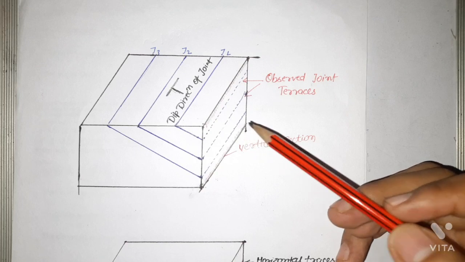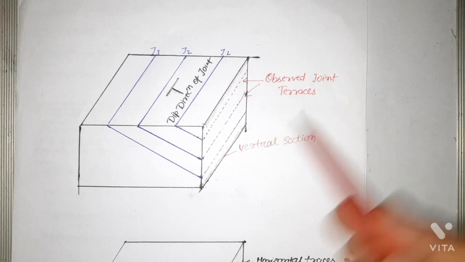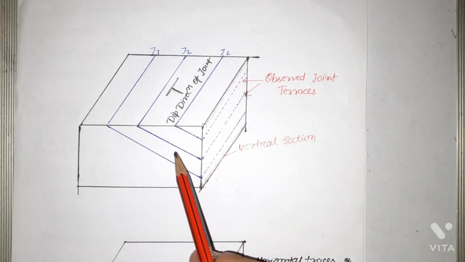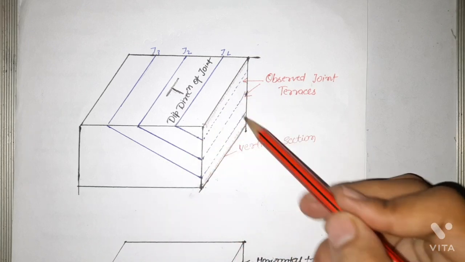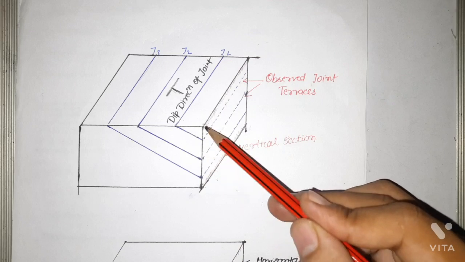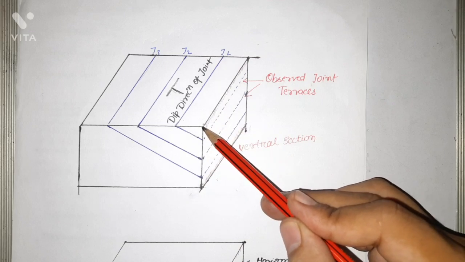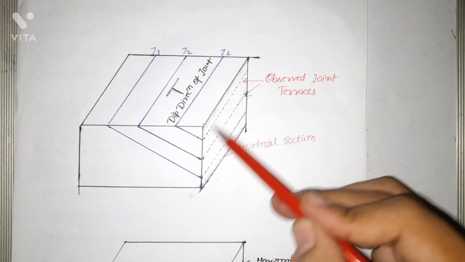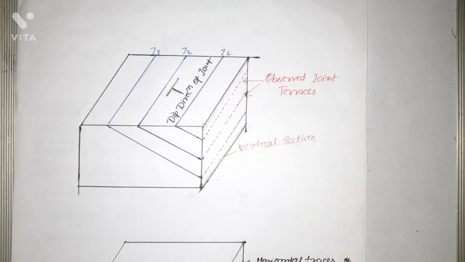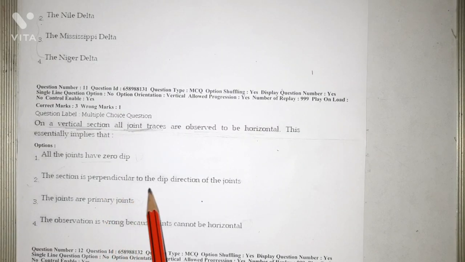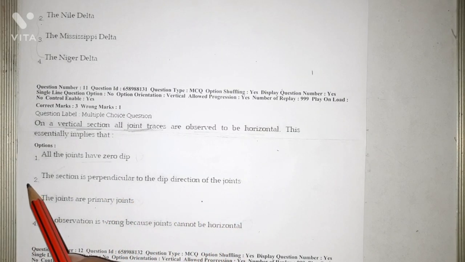There might be a doubt as to why we are not considering the front section as the vertical section, why we are considering only this as a vertical section. This is because of the condition mentioned in the question itself, that we have to consider the vertical section in which joint traces appear to be horizontal. So yes, the correct answer of this question will be that the section is perpendicular to dip direction of joints, as mentioned earlier.